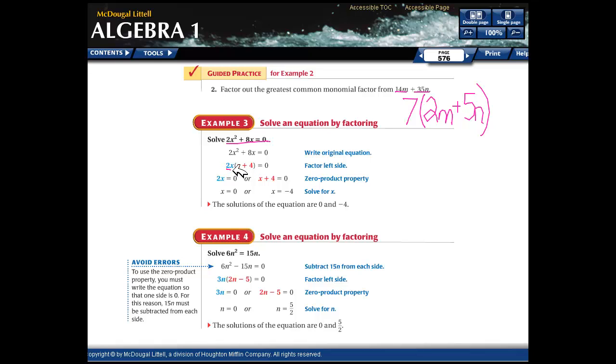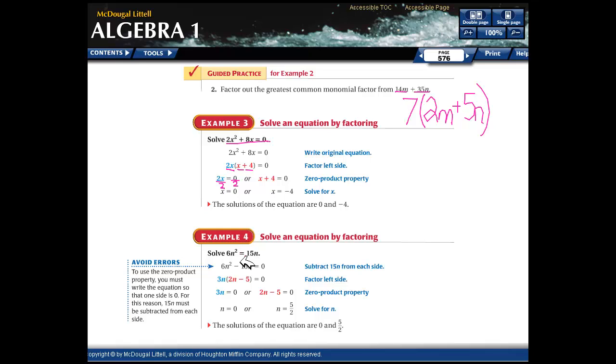So I can set this equal to 0, 2x equals 0, so divide both sides by 2. And anytime you divide 0 by 2, you still get 0. So one answer is 0. And then I can take x plus 4 and set it equal to 0. So x plus 4, subtract 4 from both sides, x equals negative 4. So I have two solutions, 0 and negative 4.